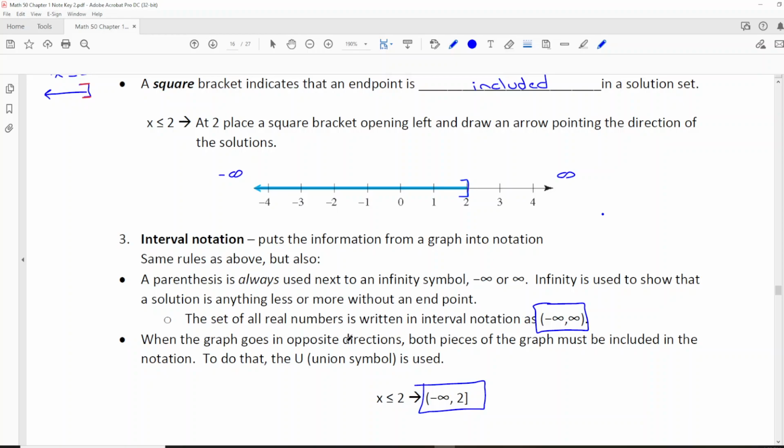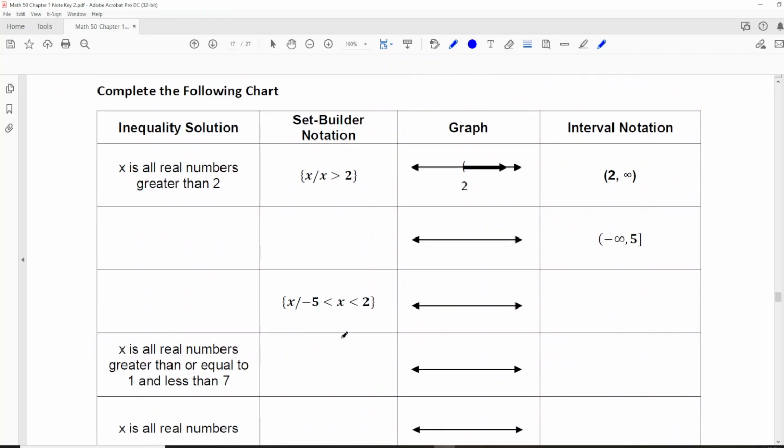All right. So instead of reading all this stuff, what I now want to do is look at these 3 types of ways of displaying solutions and go over what the different ways they can look like. So the first one we can start with is x is all real numbers greater than 2. So same number, but different inequality sign.